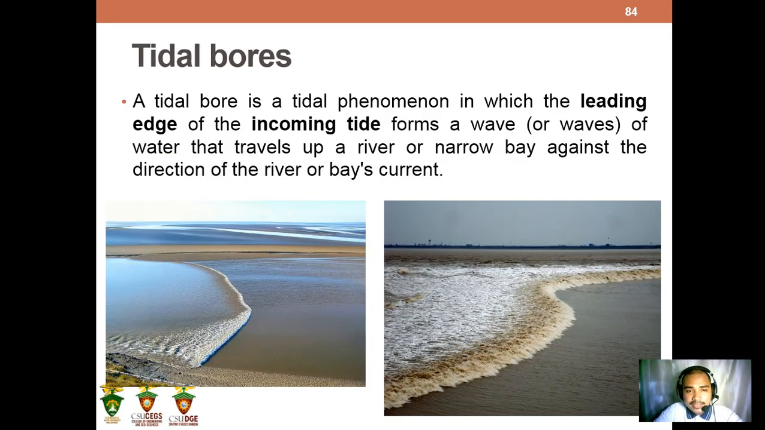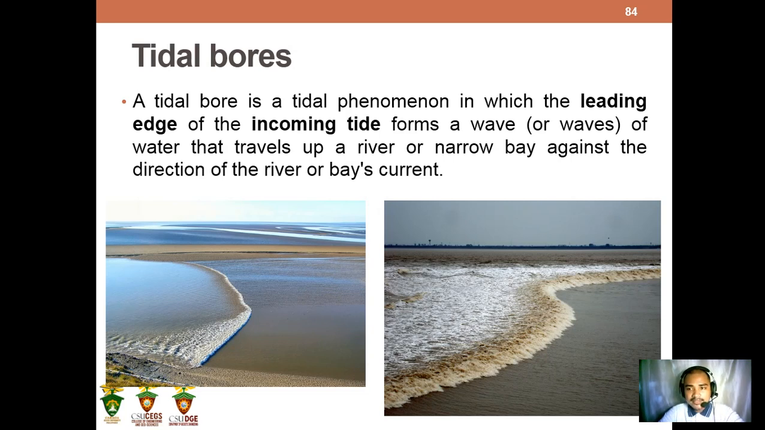So the next is tidal bores, no? We're going to discuss the tidal bores. When we say tidal bore, it is a tidal phenomenon in which the leading edge of the incoming tide forms a wave or waves of water that travels up a river or narrow bay against the direction of the water or bay currents. So usually this occurs at the conjunction or intersection of the rivers and the seas, no?